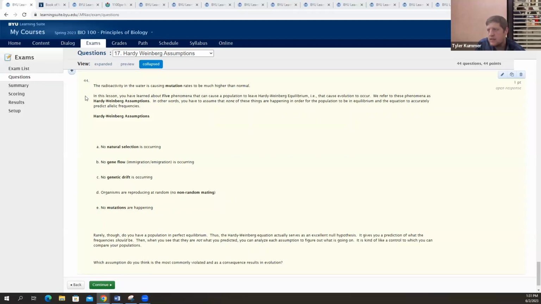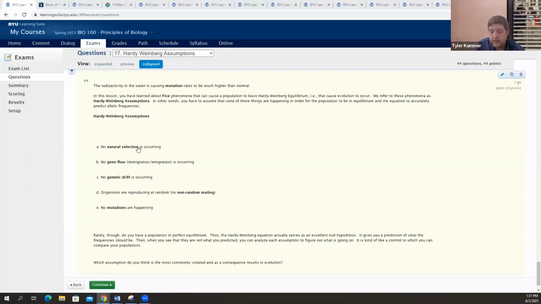With these Hardy-Weinberg assumptions, we're assuming to be in equilibrium, that none of these evolutionary forces are acting on our populations. The first one on our list here is natural selection. For a population to be in Hardy-Weinberg equilibrium, which means no evolution occurring, there must be no natural selection. Obviously, we've covered this one quite a bit. Natural selection is the most common violation of the Hardy-Weinberg assumptions, therefore causing the most evolution. So natural selection is a force that causes evolution, and therefore we leave Hardy-Weinberg equilibrium.